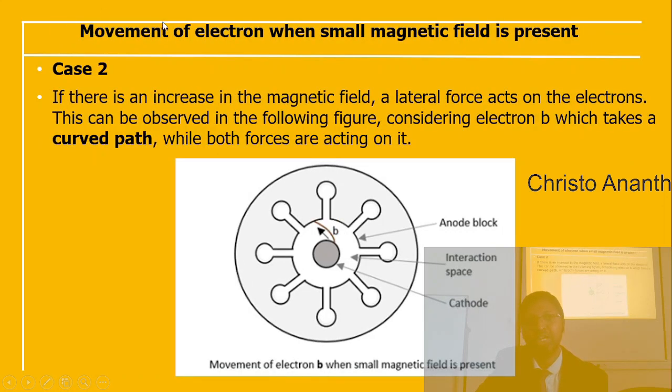Case 2: movement of electron when a smaller magnetic field is present. If there is an increase in the magnetic field, a lateral force will act on the electrons. So the electron takes a curved path like this, with both forces acting on it. Same anode block, interaction space, cathode. A smaller force would be acting, so both forces act on it and we get a curve. This is the movement of electron when a smaller magnetic field is present.